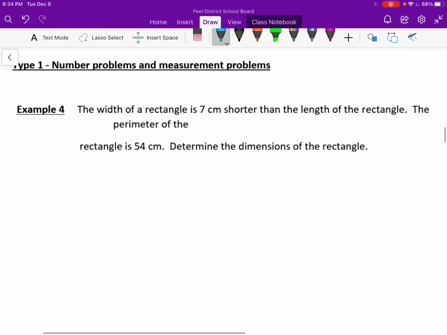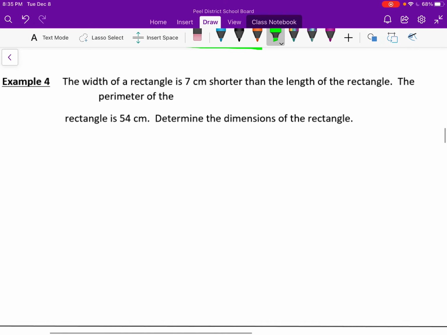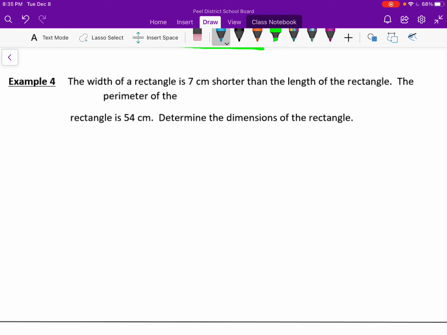So let's try and do a measurement problem, just to walk through it. So let's say the width of a rectangle is 7 centimeters shorter than, so if it's 7 centimeters shorter than, we already know it's going to be a minus 7, than the length of a rectangle. The perimeter is 54 centimeters. Determine the dimensions of this rectangle. There's a lot going on here, right? So let's change this into terms that we can understand. Let's start off by defining length and width.